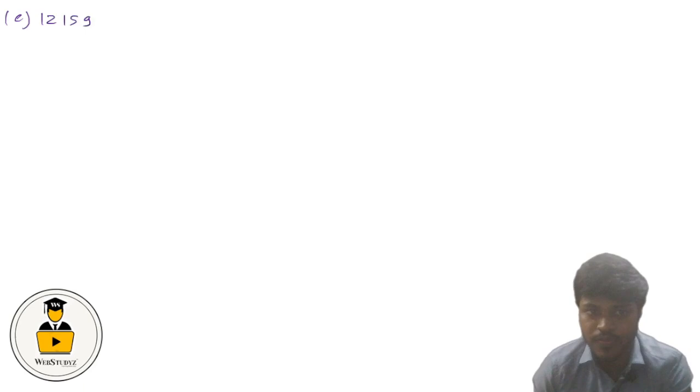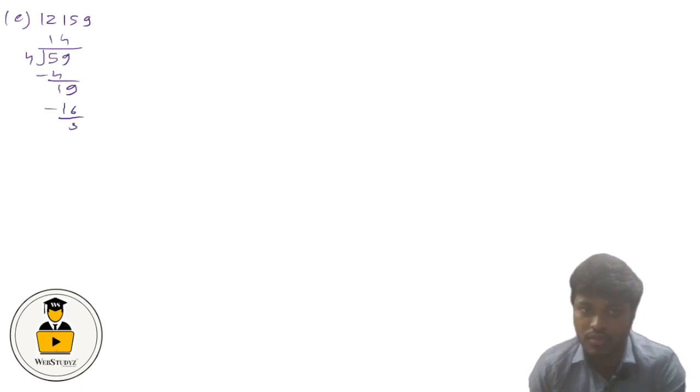12,159. So for 4 we will check the last two digits. 4 ones are 4, 19, 4 fours are 16. We are left with 3. So we can say that it is not divisible by 4. Therefore the number is also not divisible by 4.